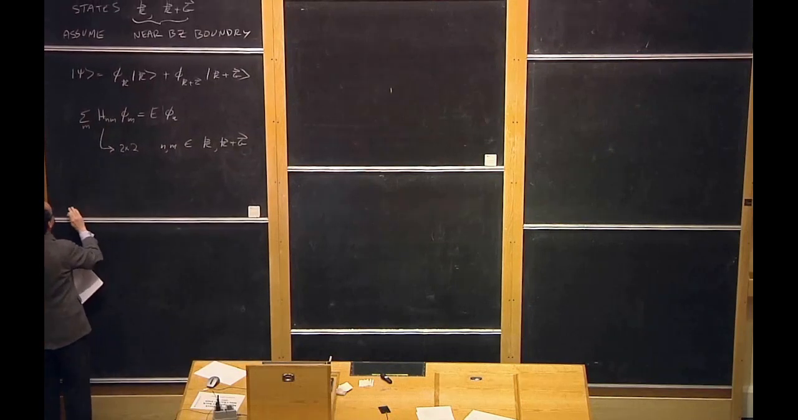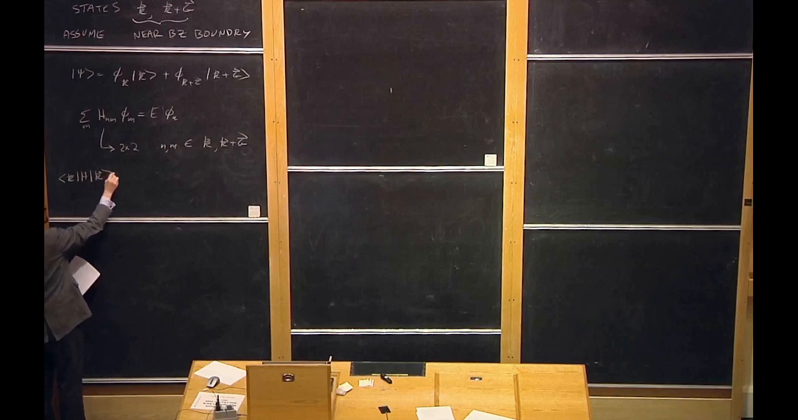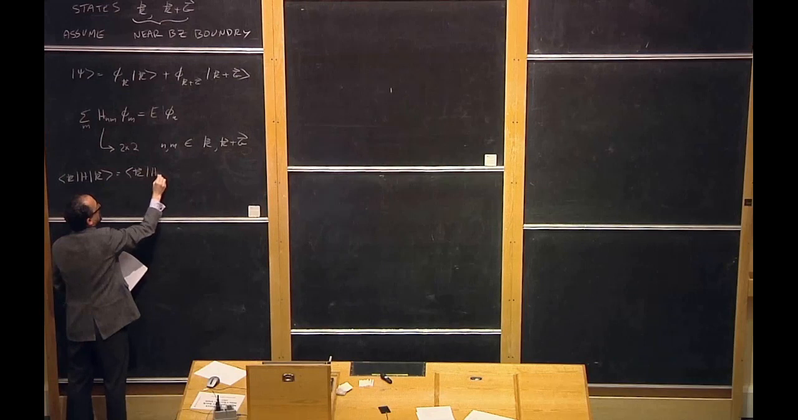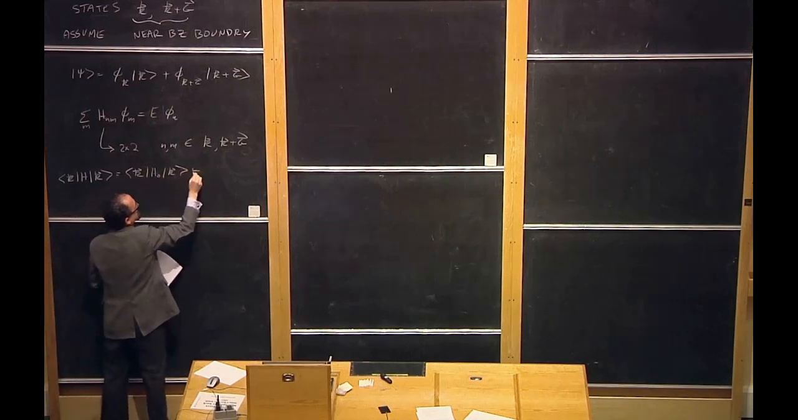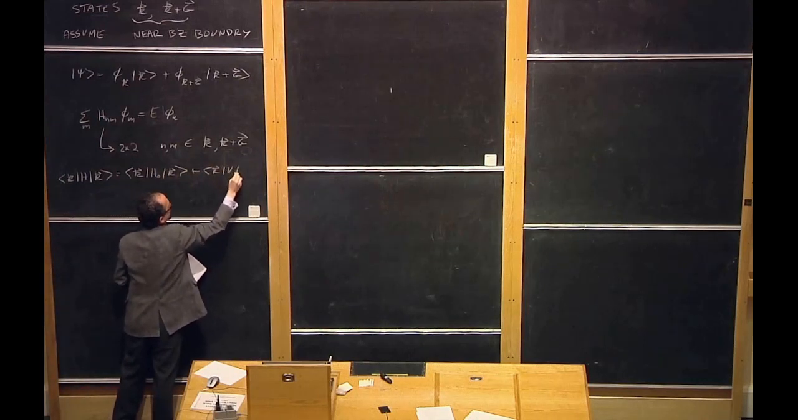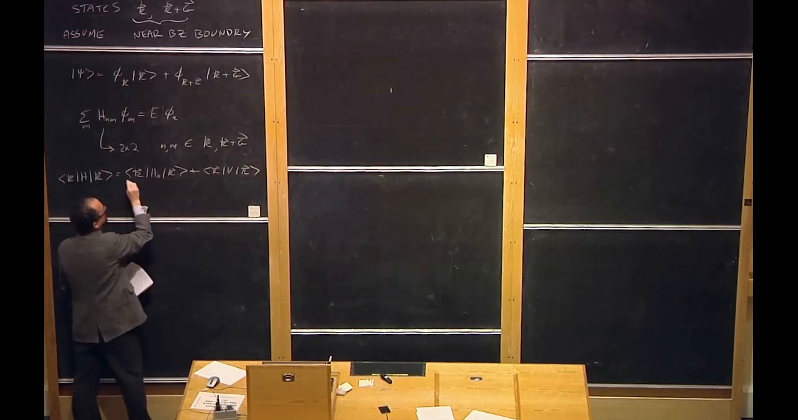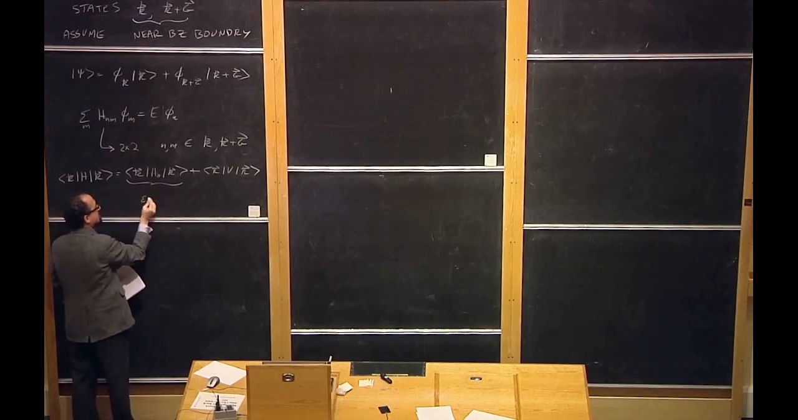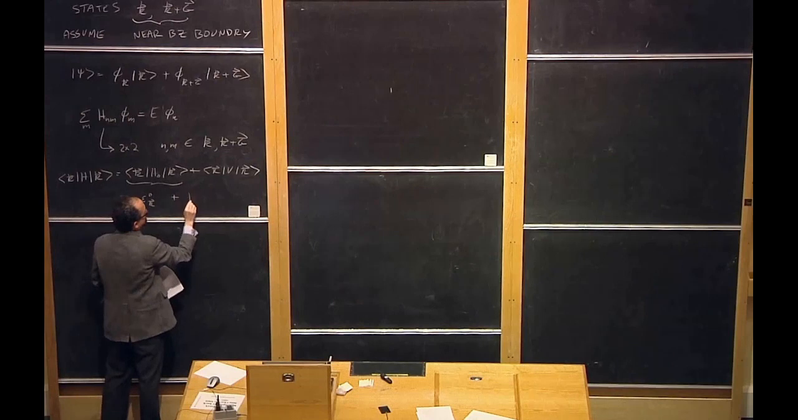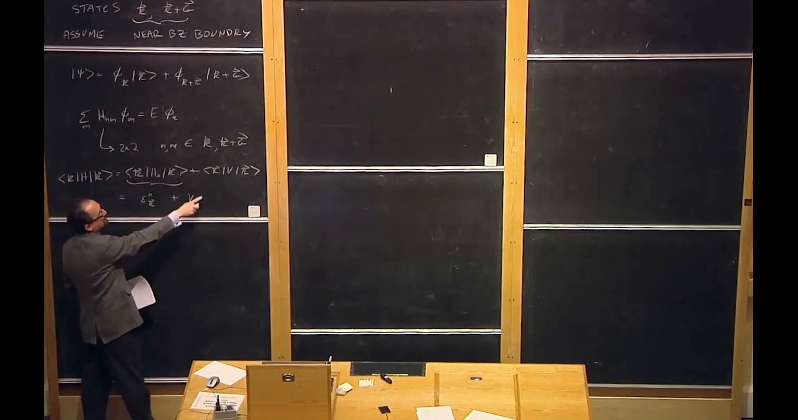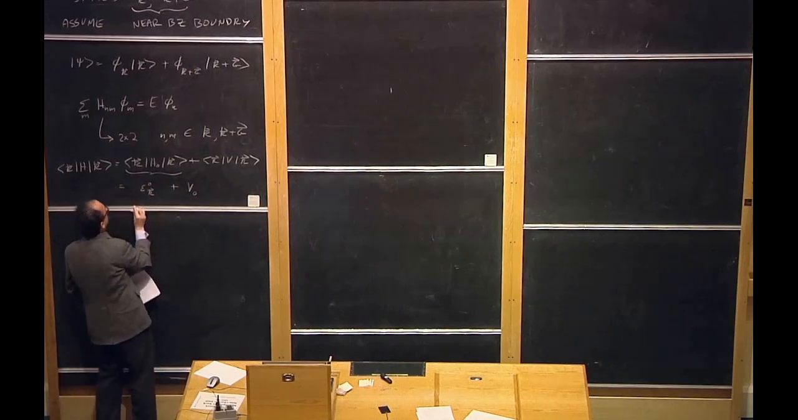So for example, we have <k|H|k>. That's one of the four matrix elements. We can write that as <k|H₀|k> plus <k|V|k>, since our Hamiltonian is made up of the H₀ part and the V part. This part is easy. This is just E₀(k). And this part is V₀, just the overall constant energy shift. The subscript is zero because k minus k' is zero.